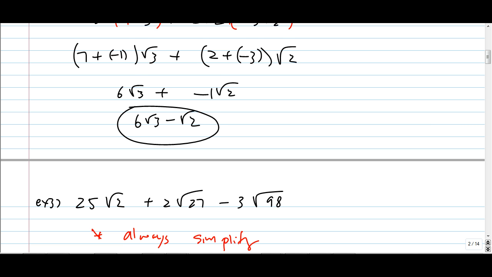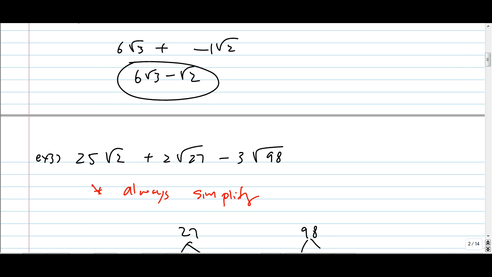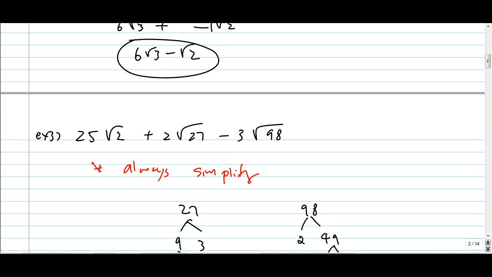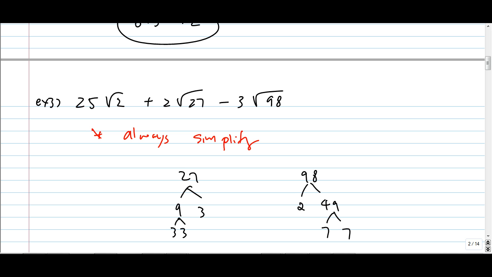So go ahead, everybody. I did 27 and 98. Does anybody see the perfect square? Which perfect square does 27 have? 9. And what about 98? 49, right, when you divide by 2. So you get 3 times 3 times 3 is 27, and 2 times 7 times 7 is 98, right?